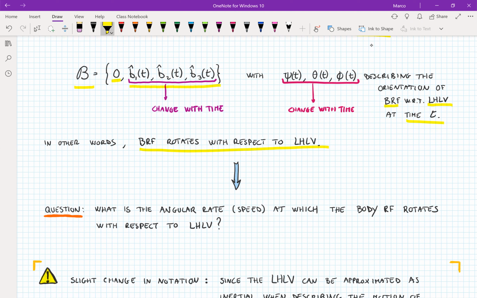Since the orientation changes, this process will happen at a certain speed. In this case, we're only dealing with rotations. So the question is, what is the actual angular speed or angular rate at which the body frame of reference rotates with respect to the inertial frame of reference?